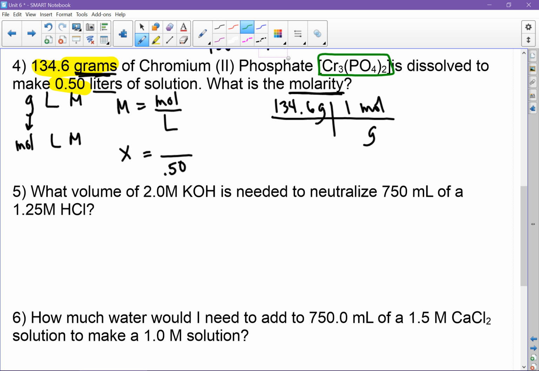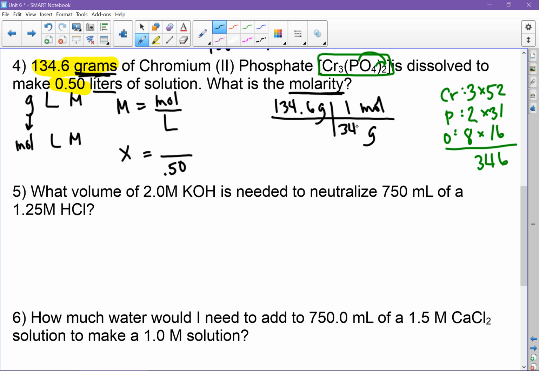Grab your periodic table. So we've got Cr, there are 3 of those, and the mass of one of them is 52. For the P and the O, remember you have to distribute that 2 inside. That means there are 2 P's and 8 O's. We got that by multiplying and distributing inside of that parentheses. Mass is there. We've got 31 from the periodic table, 16. When you add all of that up, the mass that you get is 346. That goes into your fence here.